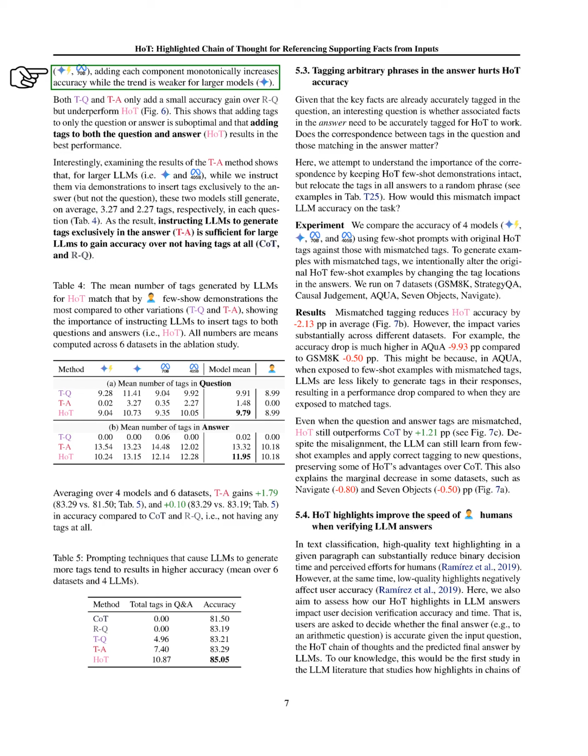For smaller models, adding each component consistently boosts accuracy, while the effect is less pronounced for larger models. Notably, adding tags only to the question or answer yields smaller gains compared to the full HoT method. Interestingly, even when instructed to tag only the answer, larger models still generate tags in the questions, leading to improved accuracy. Overall, our results suggest that the best performance comes from using tags in both the question and answer.